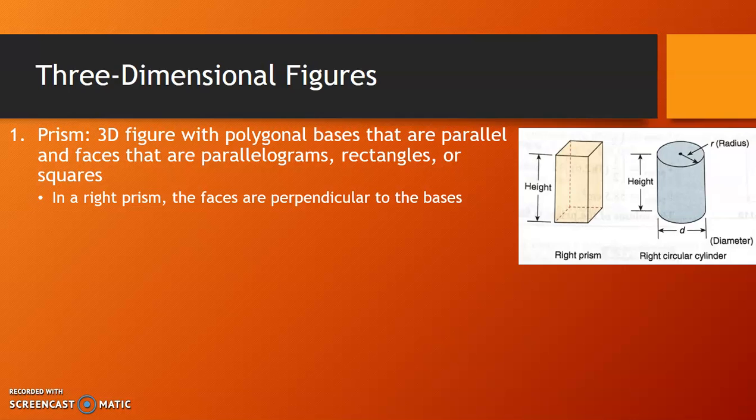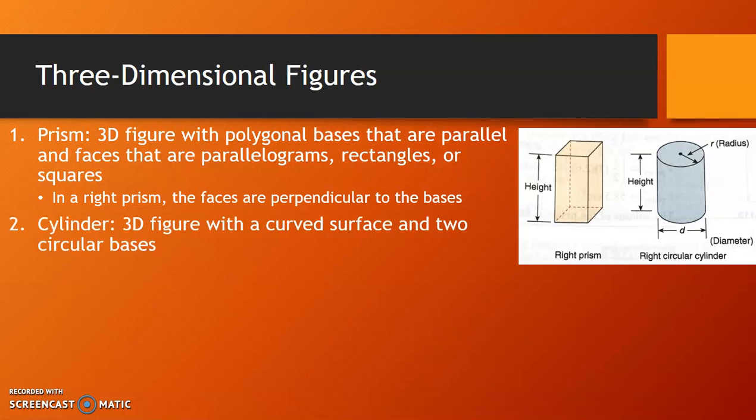So if you think about a refrigerator, the top and the very bottom would be called the bases because those are parallel to each other, where the front, where the doors would be, and the 3 other sides that make up the outer perimeter of the fridge, those would all be your faces.